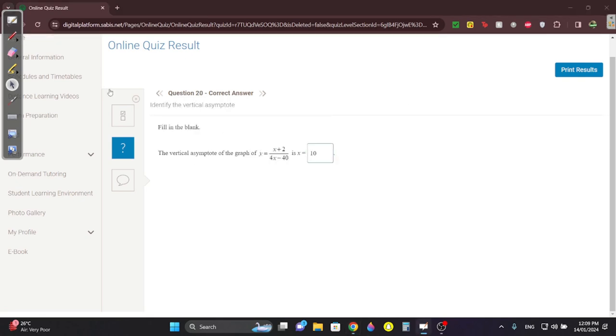The vertical asymptote. To find the vertical asymptote, always, the denominator you equate it to 0. So you'll get 4x minus 40 equals 0. Take 40 to the other side. 4x will be 40. X equals 10. So your asymptote is x equals 10.